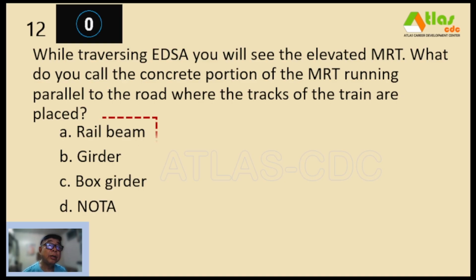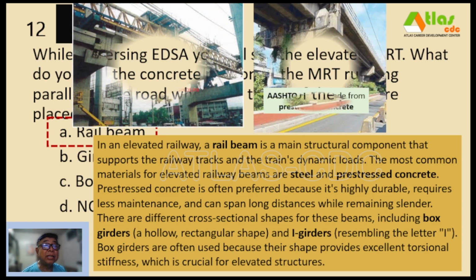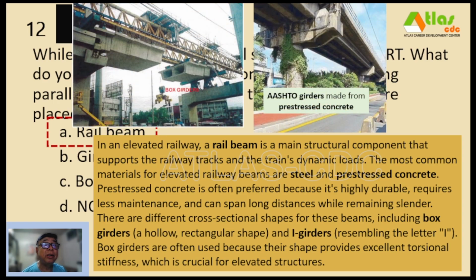And our correct answer is letter A, rail beam. So in an elevated railway, a rail beam is a main structural component that supports the railway tracks and the train's dynamic loads. The most common materials for elevated railway beams are steel and prestressed concrete. Prestressed concrete is often preferred because it's highly durable, requires less maintenance, and can span long distances while remaining slender.